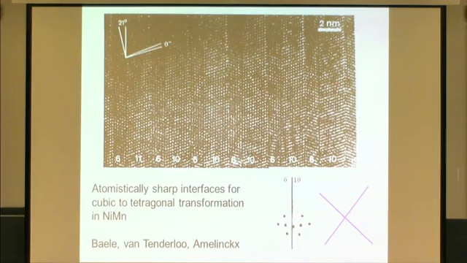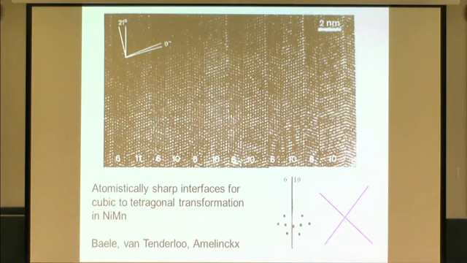approximate interface, where everything is in its right position except exactly on the interface, or within one atomic spacing on either side of the interface. Okay, so that's a very typical picture of atomistically sharp interfaces for martensite.